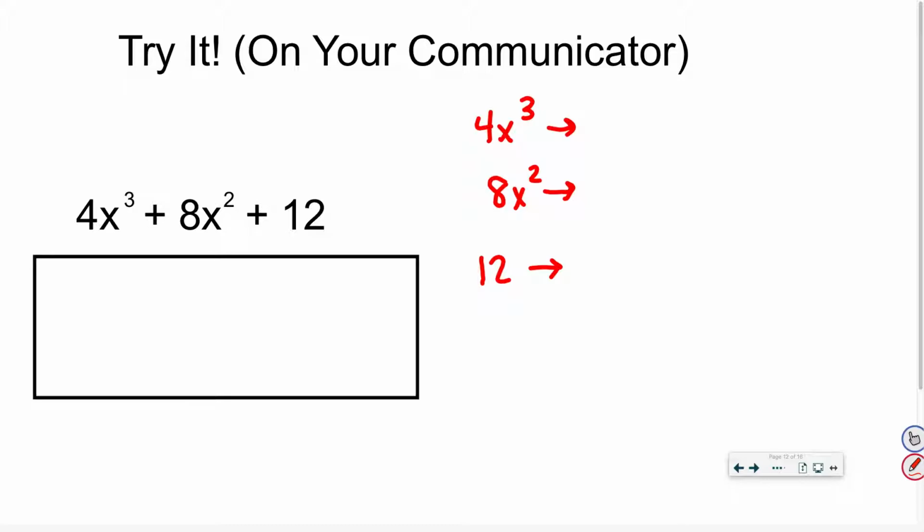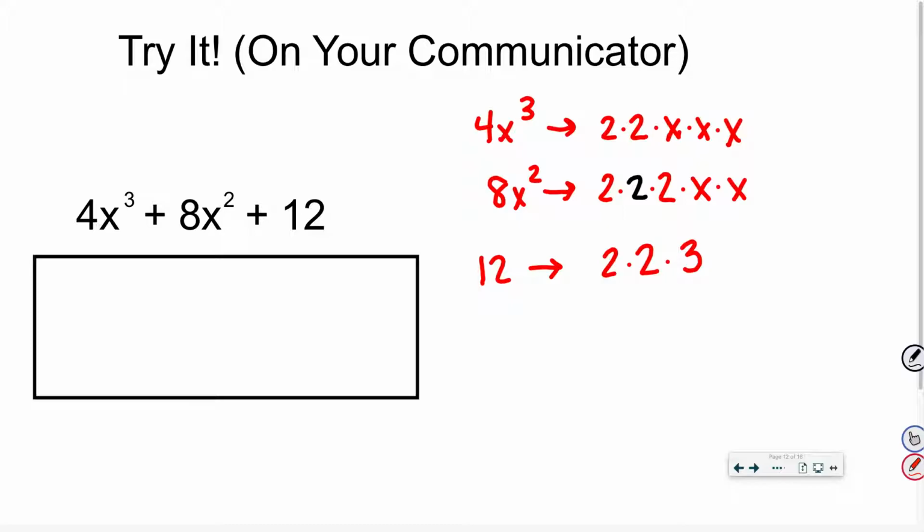I could break out everything. I have 4x to the third, so I could break this out 2 times 2 times x to the third. I could break out 8x squared. And I could also break out 12. To identify the greatest common factor from a visual representation, I can identify what they share. If I notice here they share this value. I didn't mean to circle that or cross it out. What do they share? 4 by 4. 2 times 2. Some of you may not have needed the visual.